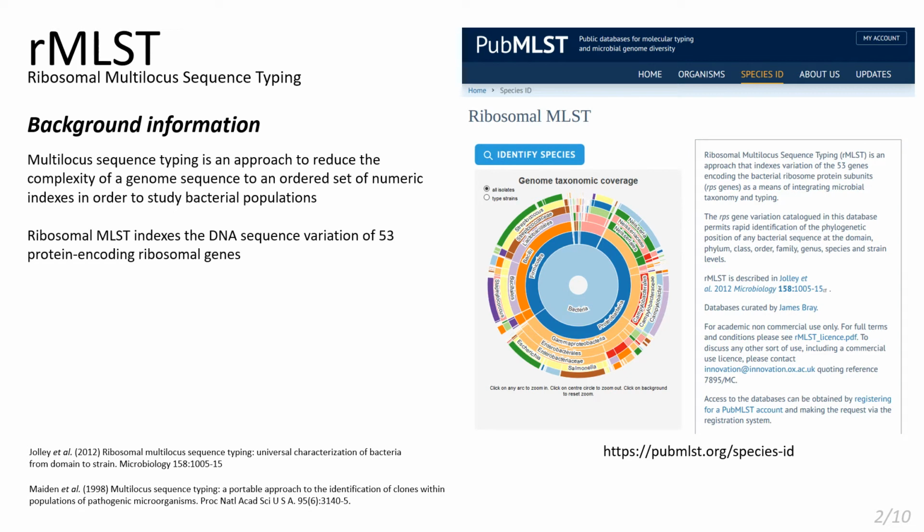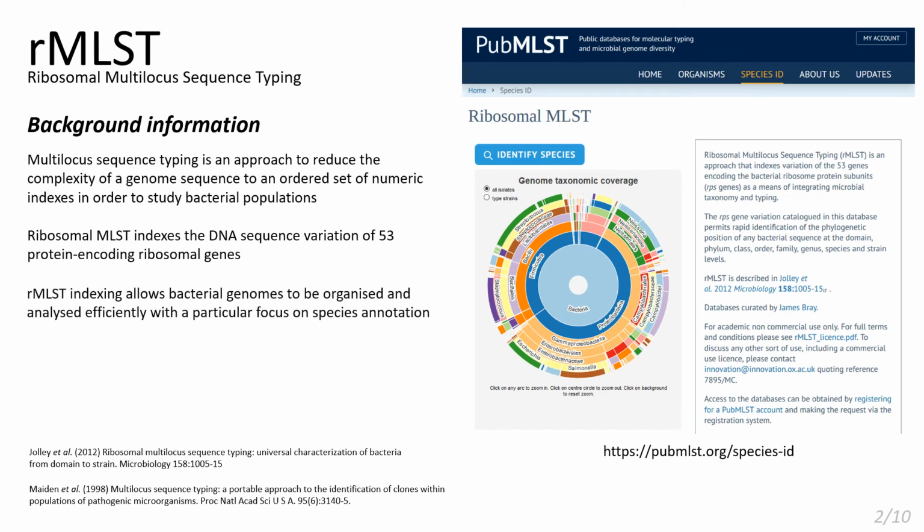Ribosomal MLST indexes the DNA sequence variation of 53 protein-encoding ribosomal genes. Indexing with rMLST alleles allows bacterial genomes to be organized and analyzed efficiently, with a particular focus on species annotation. As all bacteria have ribosomes, the rMLST typing system can be applied universally across the entire bacterial domain. Genome sequences and the DNA sequences of rMLST alleles are stored in a web-accessible database.